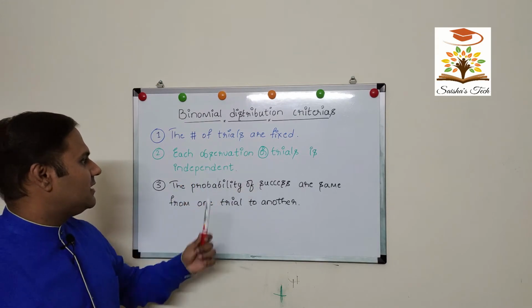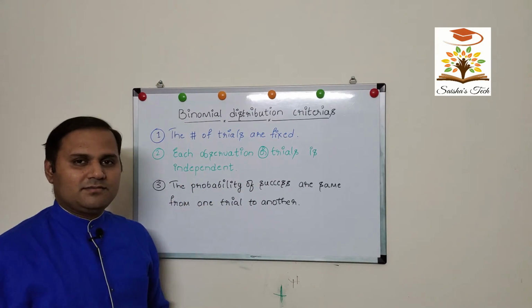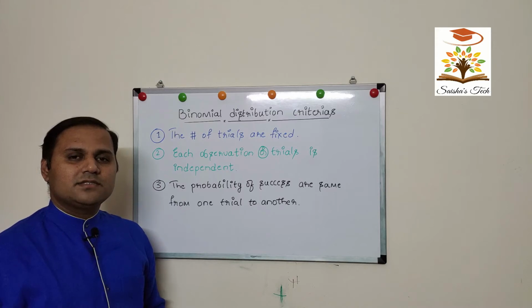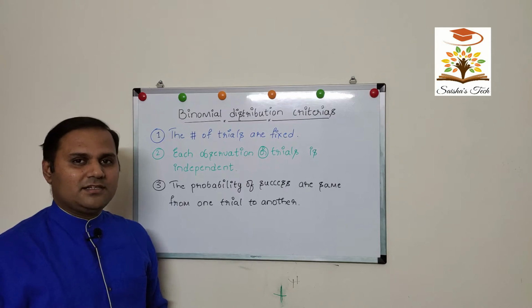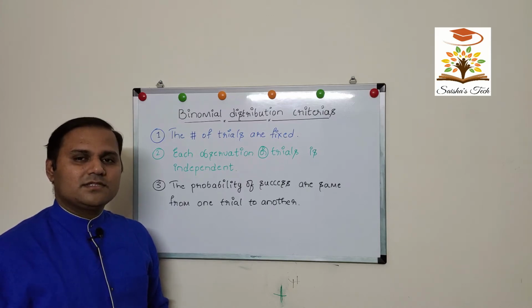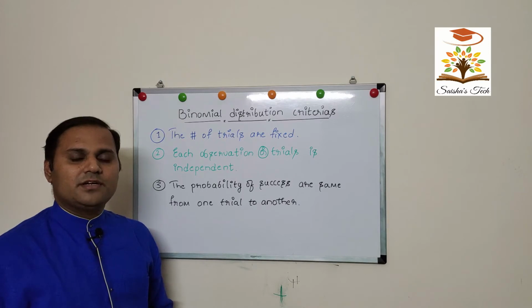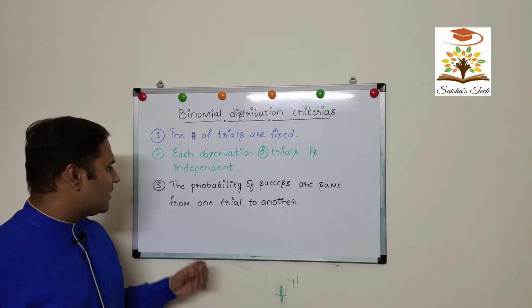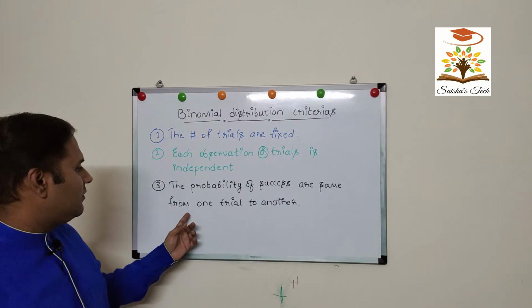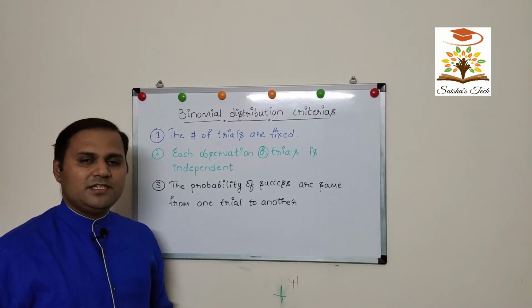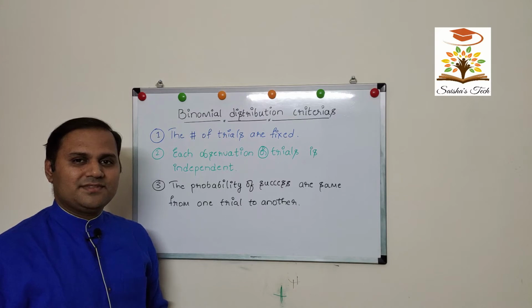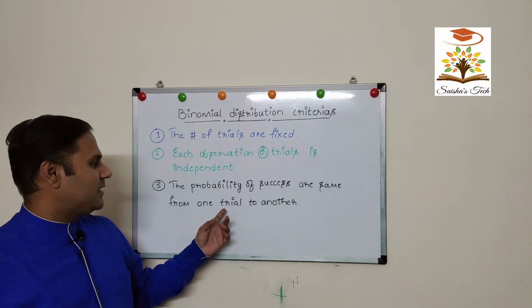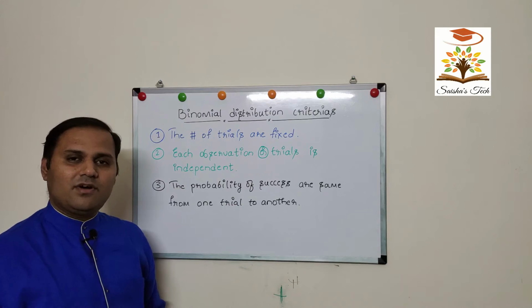Each observation or trial is independent of the others, which means the outcome of the previous trial does not affect the present trial. Similarly, the outcome of the present trial does not affect the future trial. The probability of success is the same from one trial to another, which means consider you toss a coin. Each time the probability of getting a head is 50%. That says that the probability of success is the same for all the trials.